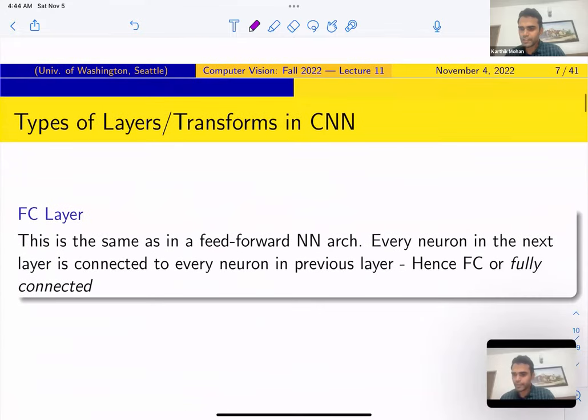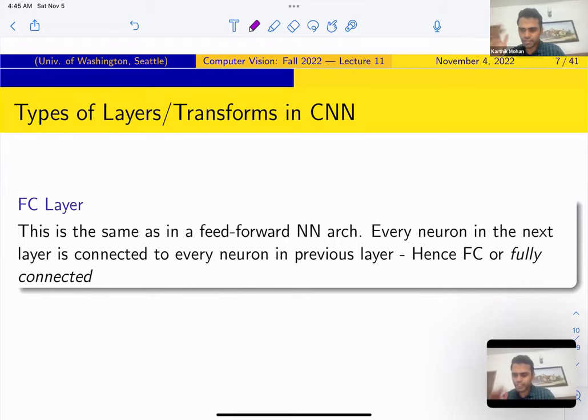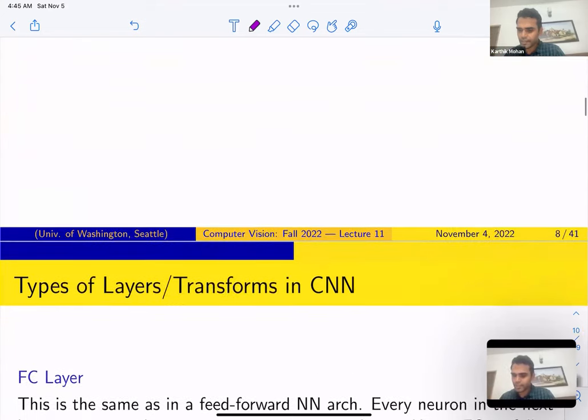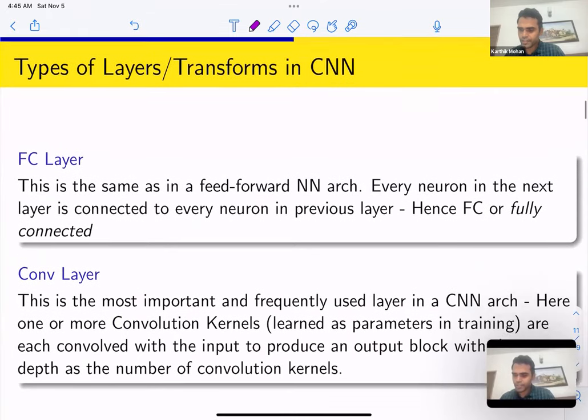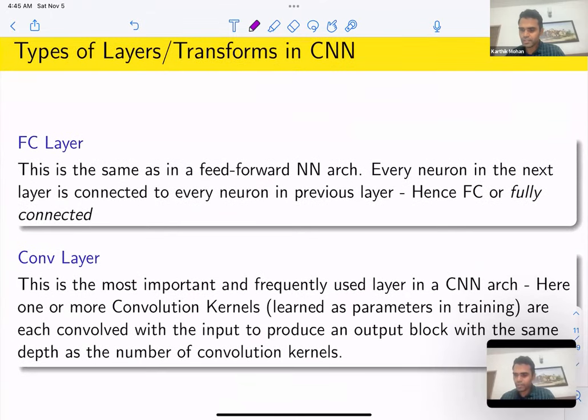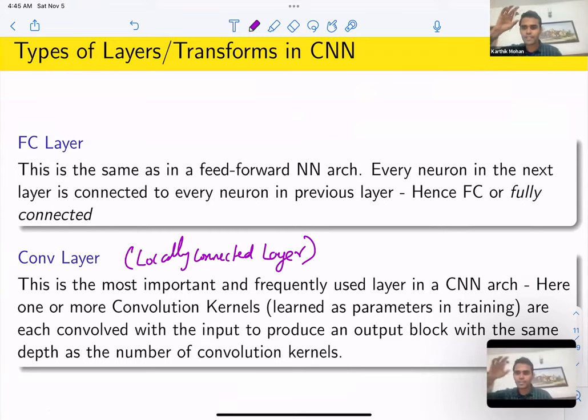Okay. And we also looked at the types of layers in CNN. A fully connected layer is like the bread and butter of neural networks. Almost every neural network has a fully connected layer somewhere doing something. And then a convolution layer, we have looked at this. We also call this a locally connected layer, right? Because an output neuron is only locally connected to the input. It's not fully connected, right? Because you only look at a certain part of the image for a certain output neuron, right?